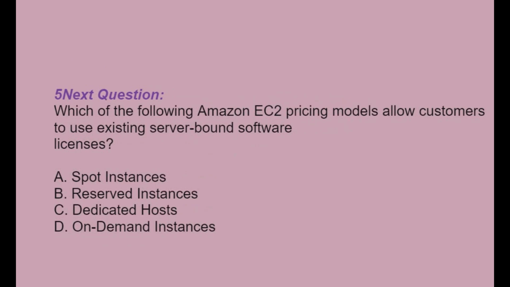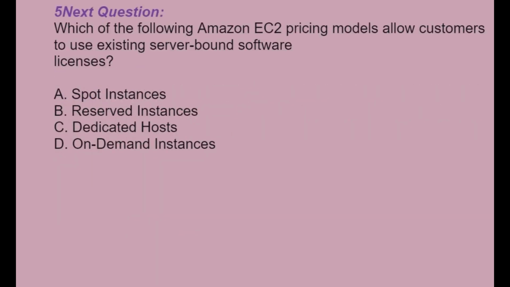Question is which of the following Amazon EC2 pricing models allow customers to use existing server-bound software licenses? Option A, spot instances. Option B, reserved instances. Option C, dedicated hosts. Option D, on-demand instances. Correct answer is option C.